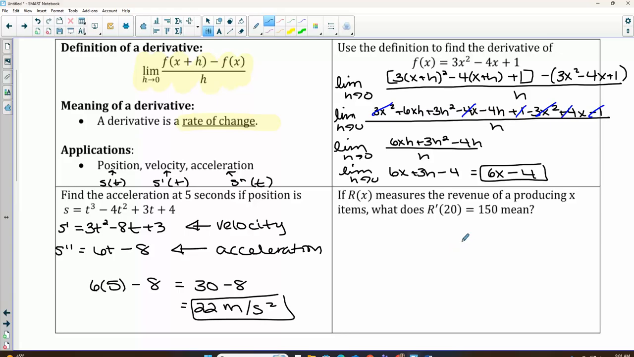Third question here. If R of X measures the revenue of producing X items, what does R prime of 20 equal 150 mean? So I'm asking you to write a sentence telling me what this means.